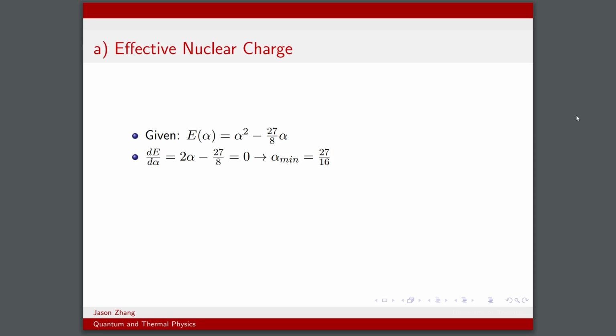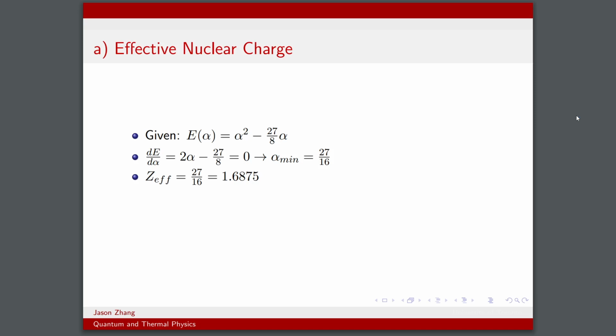If we set this to 0 to find the local minimum, notice how the parabola opens upwards so that there should be exactly one local minimum, and that would be at the vertex of the parabola. The minimum energy is achieved when alpha is equal to 27 over 16. And recall that our Z effective is simply alpha sub min, which is where the energy is minimized. So Z effective is 27 over 16, which is 1.6875.